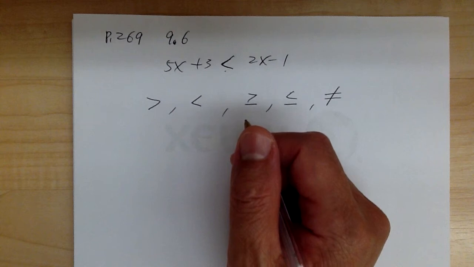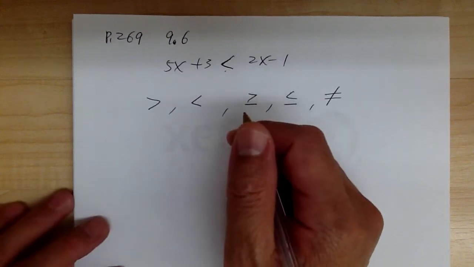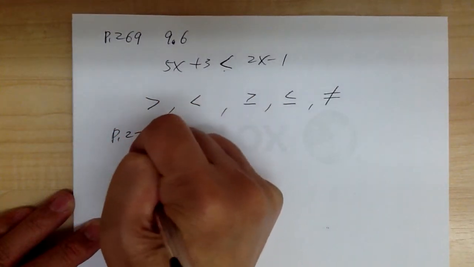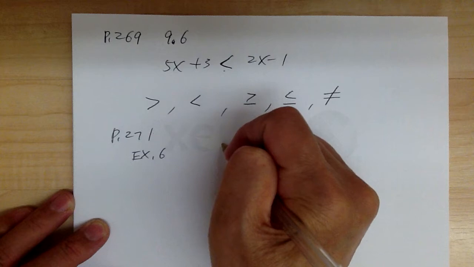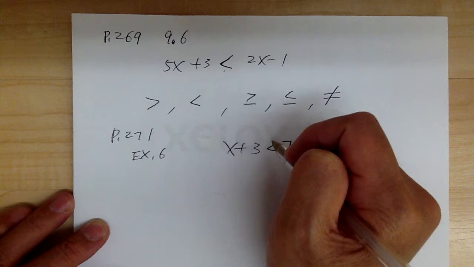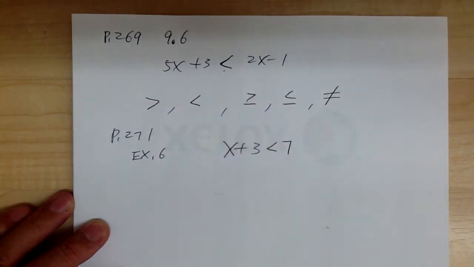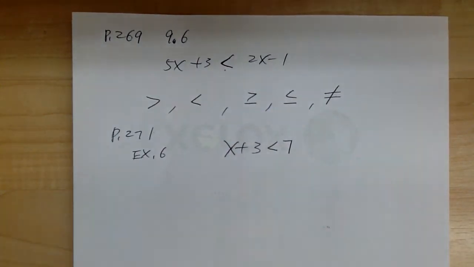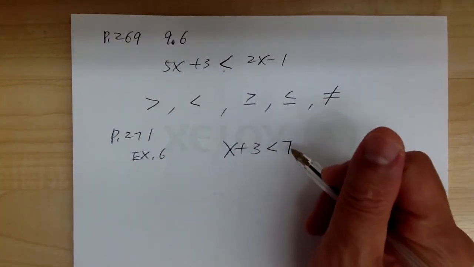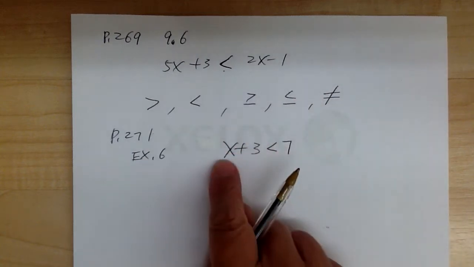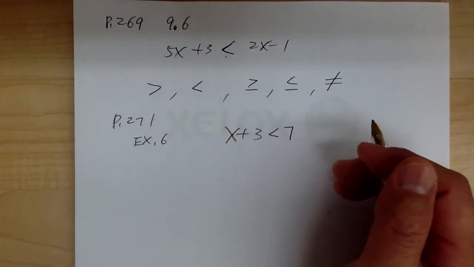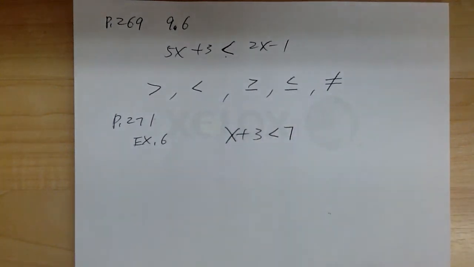So let's go over some examples of how to solve. Let's go to page 271 and do example 6. You want to solve x plus 3 is less than 7, and graph it on a number line. When you deal with inequality, just to avoid confusion and careless mistakes, I would recommend that you always put the variable on the left hand side. That way, when you're doing the graphing, it won't be as confusing.